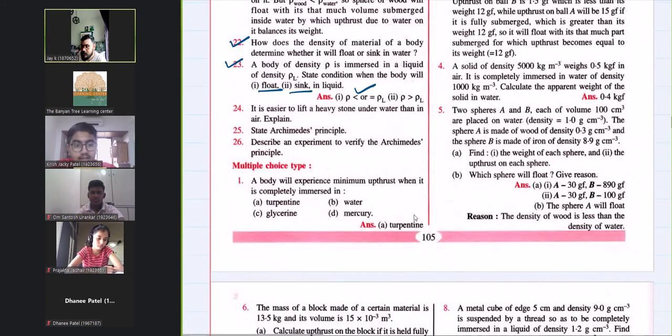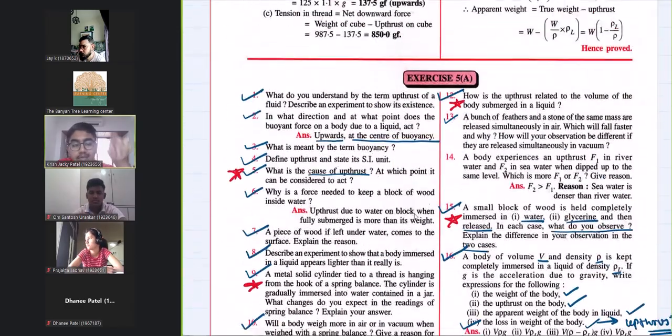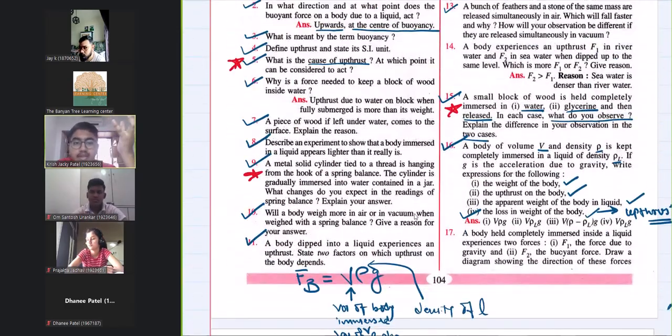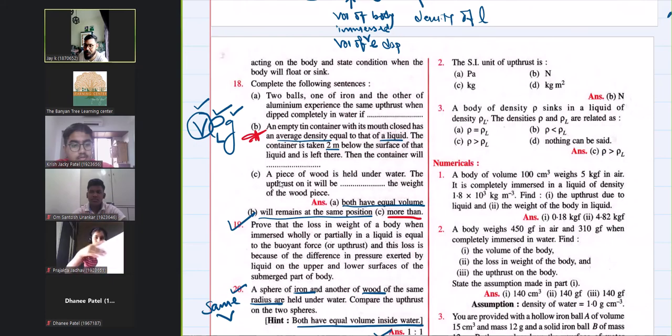Yes. The thing which we had just now, the 10th question's B part, the density of the can was average. It was average of the liquid, right? Yeah. Average equal to the liquid. If it was less than the liquid, then why will it stay inside the water? That is the thing. That is what you have to find out. Okay, sir.